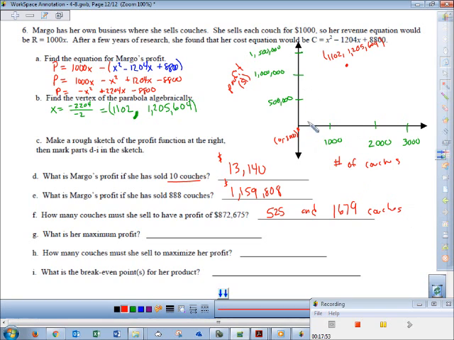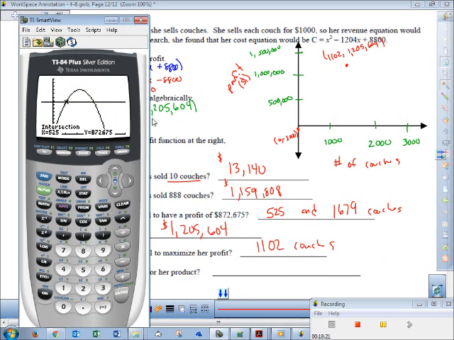And let's put all that stuff on the graph right there. Well, I guess we need to find a break-even point too. What is her maximum profit? We have that. It was 1,205,604 because that's the y value of the vertex. She needed to sell 1102 couches. And what is the break-even point? That is right down here and over here. So y equals 0 is where that is.